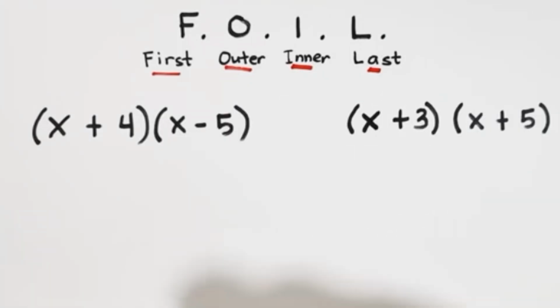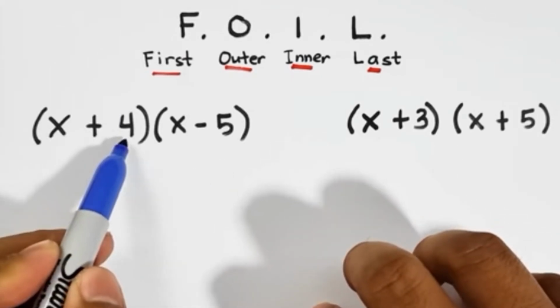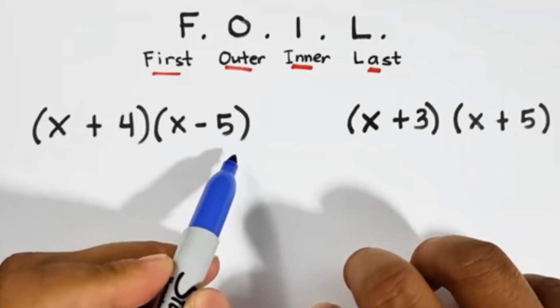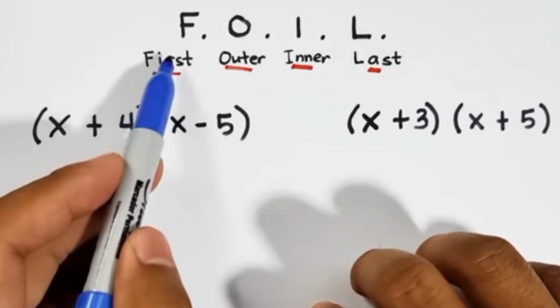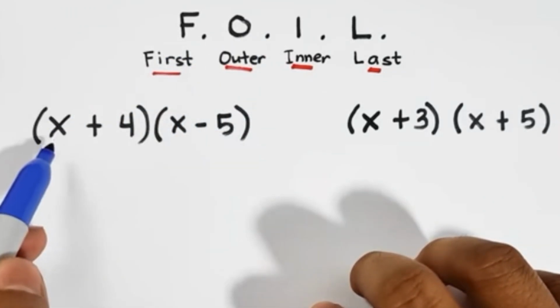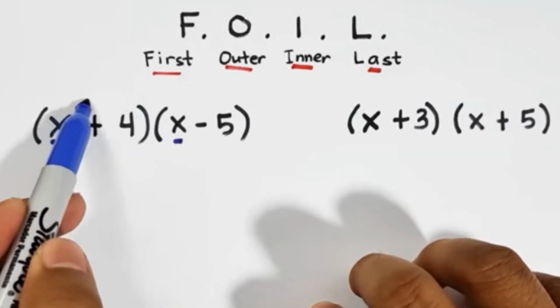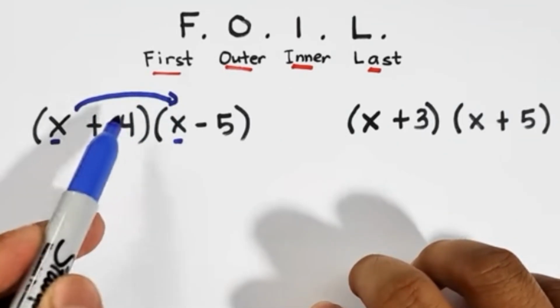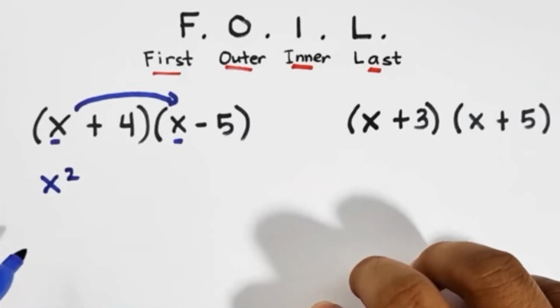Now let us multiply these two binomials. As you can see, we have two terms in each, so we're trying to find the product of the two binomials. Following the FOIL method, your first terms are x and x, so you will multiply them. What is x times x? That would give you x squared.